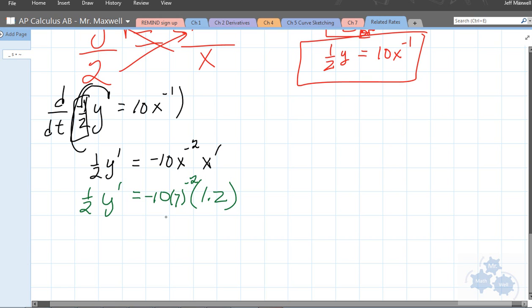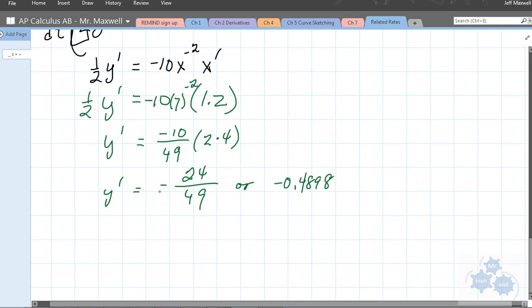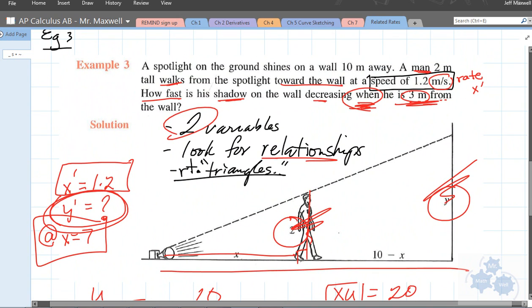Now you can solve for y prime. So that's going to be negative 10 over 49 times 2.4, which is negative 24 over 49. So the units would be what? Yeah, it's a speed. The distances are given in meters, and the time reference is in seconds. So meters per second for the speed.